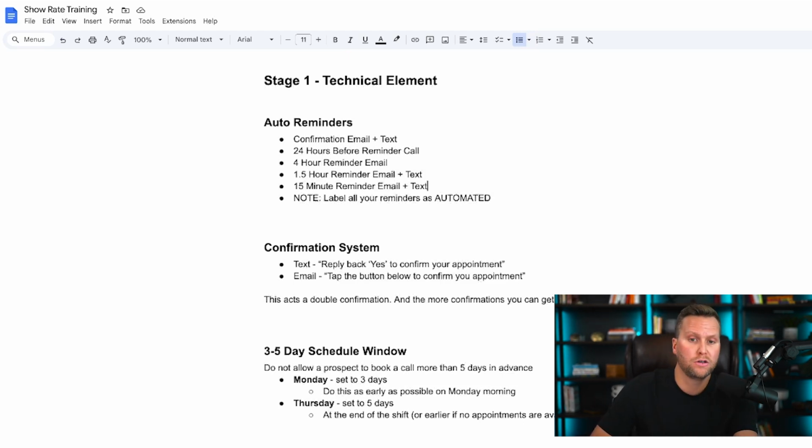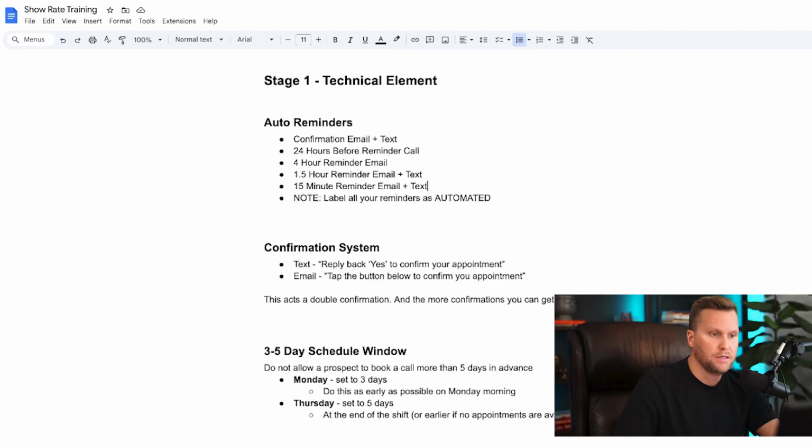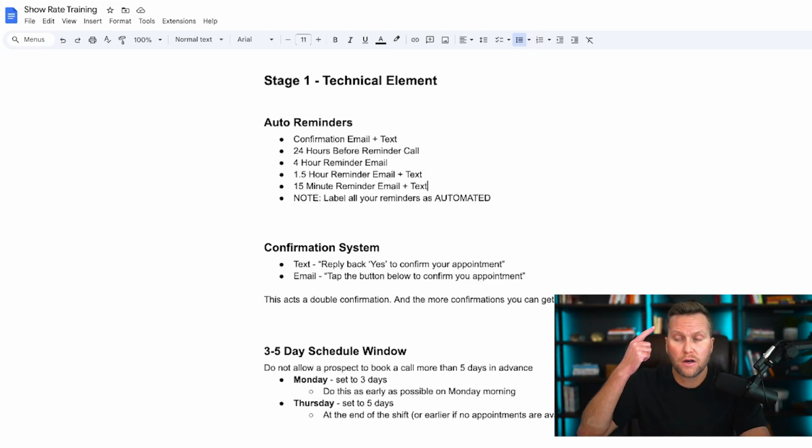Now, the other thing that you could do is you could say, hey, reply back yes to confirm your appointment, right? So this acts as a double confirmation. And the reason why we want to do that is because subconsciously it ties down the commitment to show up to the call, which is why you will see a higher show rate.